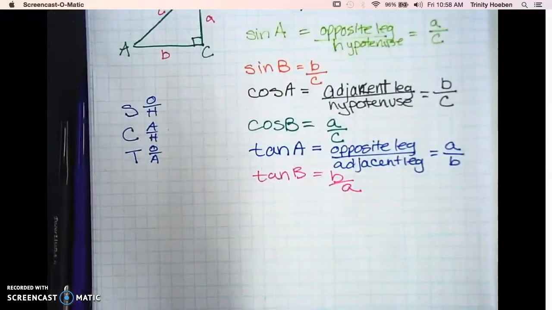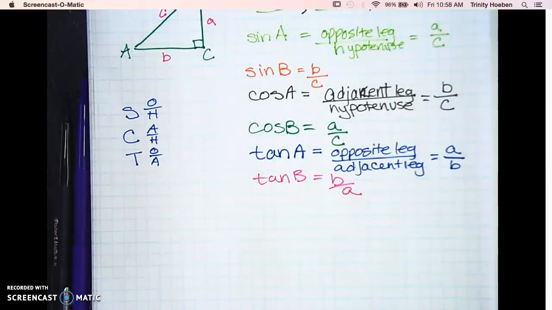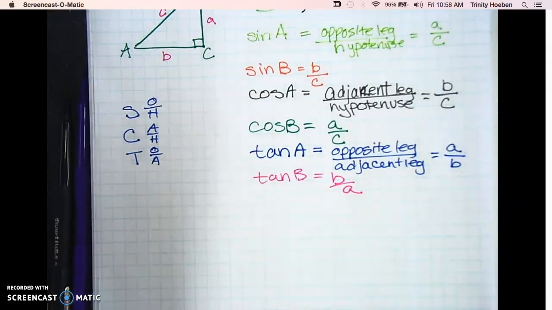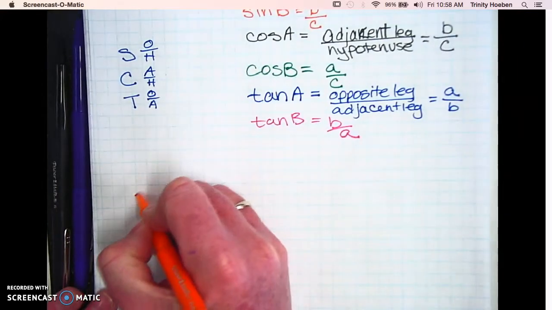So one of your assignments today is you're going to make up your own mnemonic device. You're going to create your own silly little sentence. It's going to be school appropriate, and you can't use either of the two that I just told you. You have to make up your own, okay?